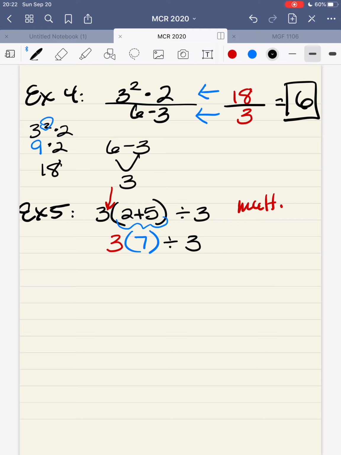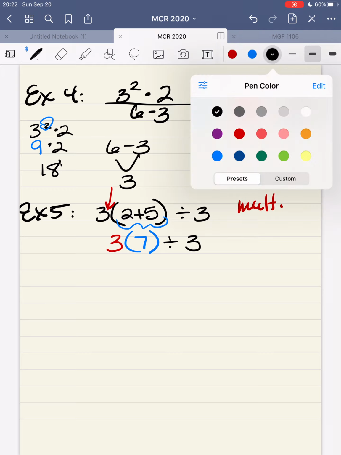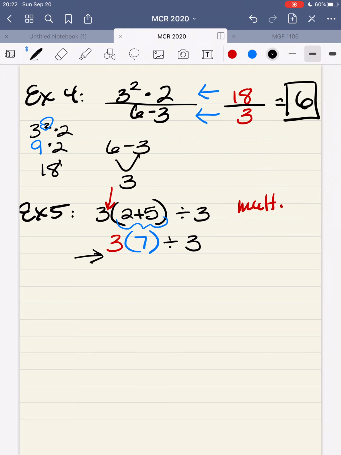Now order of operations says I got to do multiplication or division from left to right. So I need to go look left to right. And I have 3 times 7 first, which is 21. And that's going to be divided by 3. And 21 divided by 3 is 7. So this was a quick overview of very simple order of operation problems.